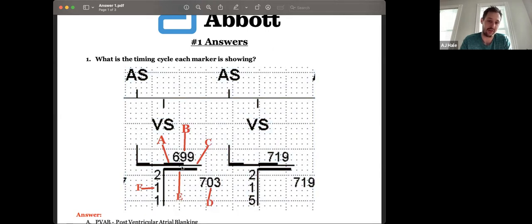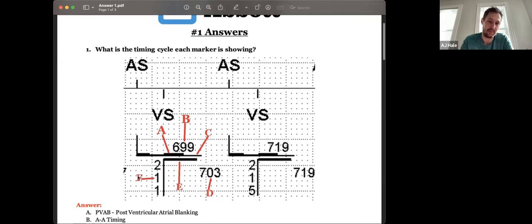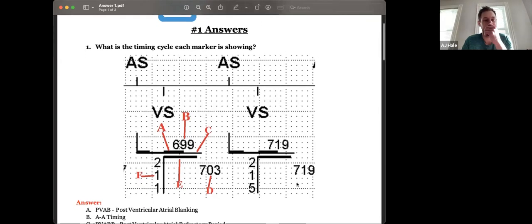So typically retrogrades fall outside of your PVAB. One thing to keep in mind, if PVAB is too long, you could be undersensing real atrial events and not counting them properly. So once again, PVAB plus PVARP, total, is your TARP. Your A to A timing, correct, is right here, which is your time from here to here. And then the bottom half.